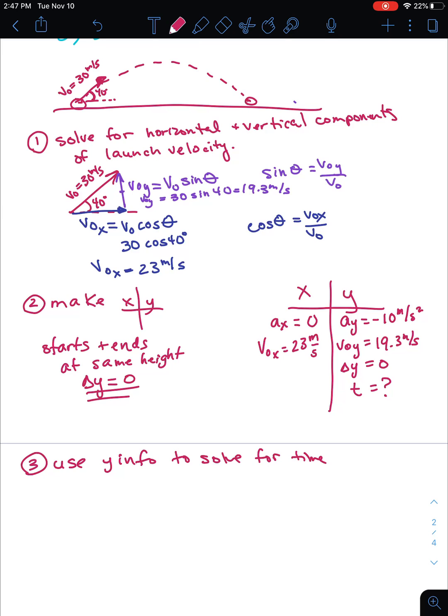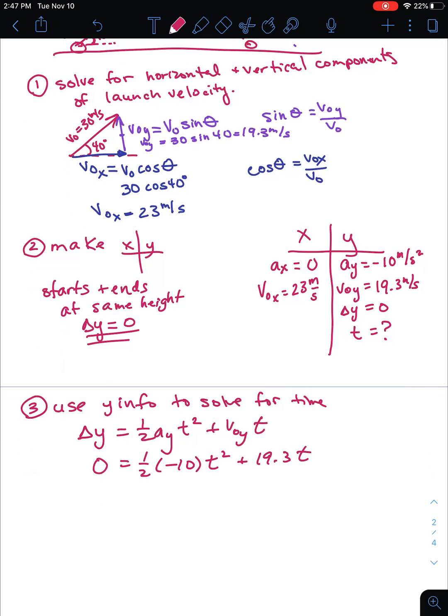So what is the time in the air? I'm going to use my y bulldozer, Δy = 1/2 a_y t² + v_starting y · t, to solve. So 0 equals 1/2 of -10 times t squared plus 19.3 times t.